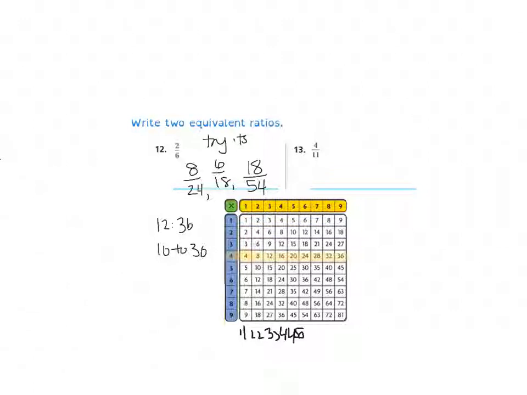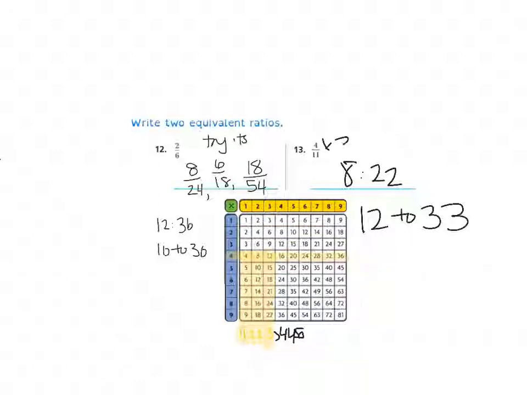And then I could come down. That would be 4 and 11, 8 and 22, 12 and 33. Okay, we're going to do 8 to 22 and 12 to 33. Because I just multiplied both of those numbers by 3 up there to get 12 to 33.